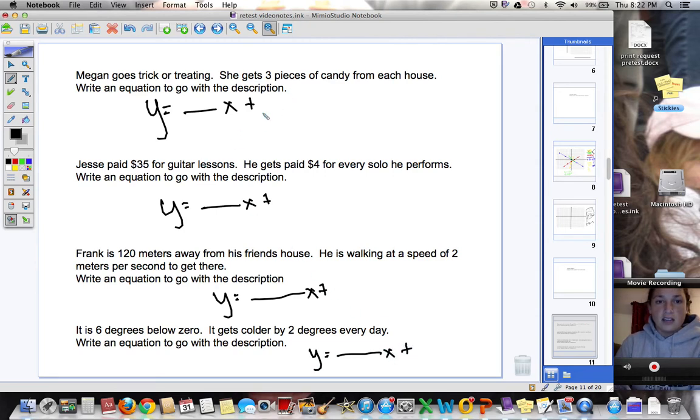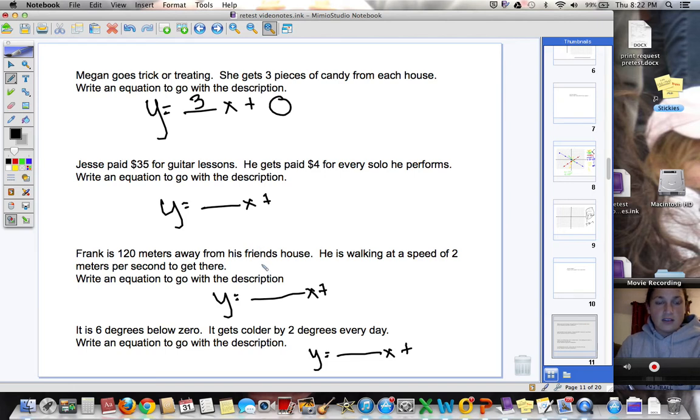All right, so then I like to fill in what I'm starting with. She goes trick-or-treating. She gets 3 pieces of candy from each house. Well, if she's going trick-or-treating, she's getting candy. She starts with no candy. When you go trick-or-treating, you start with an empty bag. Then she's gaining 3, she's earning, that's a positive number.